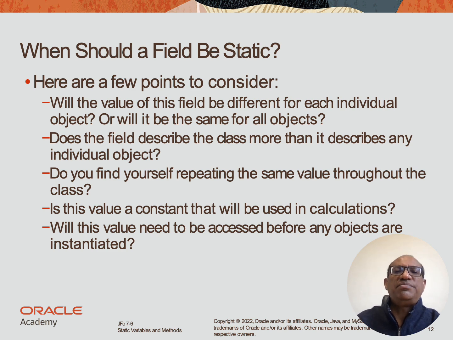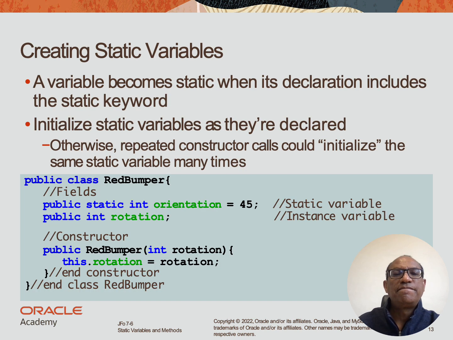So when should you make something static? Ask yourself, is this value shared by every object? Does it describe the class more than any specific instance? Will you need it even before any object exists? Is it a constant used in calculations? If yes, go static. To make a variable static: public static int orientation = 45. Now, every object of the class shares that one variable. Important tip: initialize the static variables right away. Otherwise, constructors might accidentally overwrite the same static field multiple times.